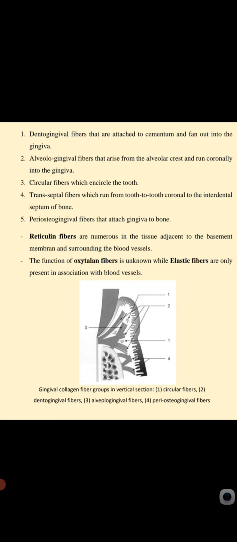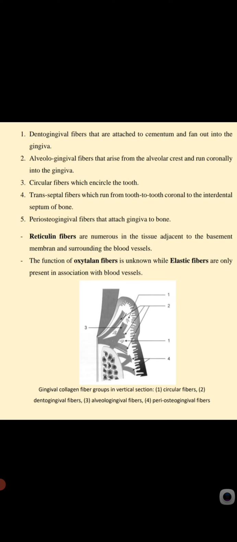This is the transseptal fiber, which runs from tooth to tooth, coronal to the interdental septum of the bone. Fifth, the last, is the periosteogingival fiber, which originates from the periosteum and enters into the gingiva, attaching gingiva to bone. These are the five groups of collagen fibers.